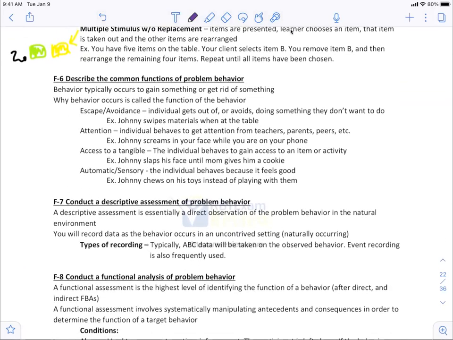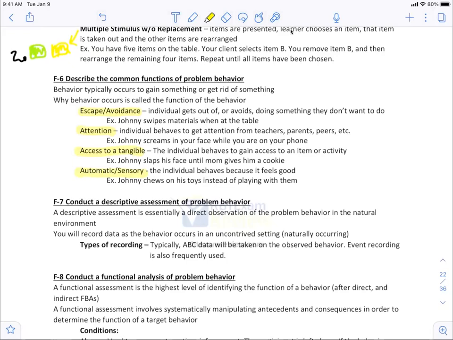All right, F6, describe the common functions of problem behavior. Hopefully you know these by now as aspiring BCBAs and BCaBAs. If you don't, you got some studying to do. Okay, we all know what the functions are, right? Escape, avoidance, attention, access, automatic sensory. All right, we're not going to go too deep into these. You should understand how to hypothesize a function. So if they're going to ask you, what do you think the function might be on the exam, you should know how to do that.